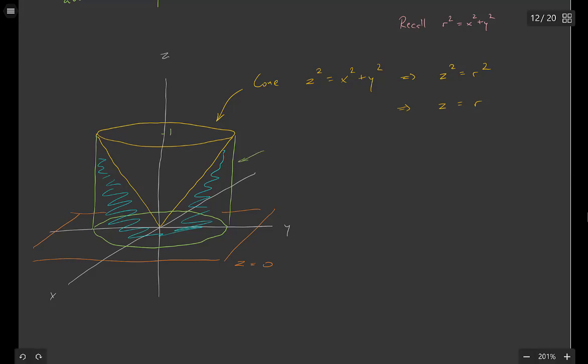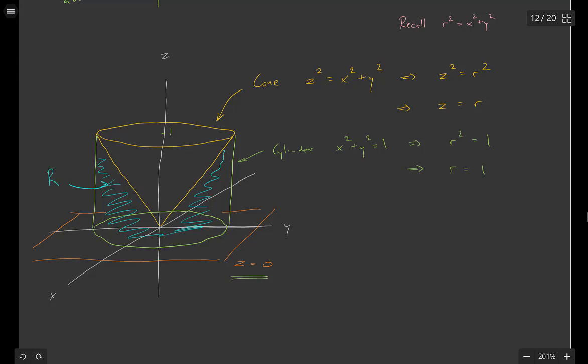For the cylinder, this is described in Cartesian coordinates by x squared plus y squared is equal to 1. And that just becomes r squared is equal to 1. Or again, since r is positive, r is equal to 1. That's how we can describe a cylinder in cylindrical coordinates. The coordinate z doesn't change from Cartesian coordinates to cylindrical coordinates, so we still have our plane being described by z equals 0. Let's call this region inside here R.